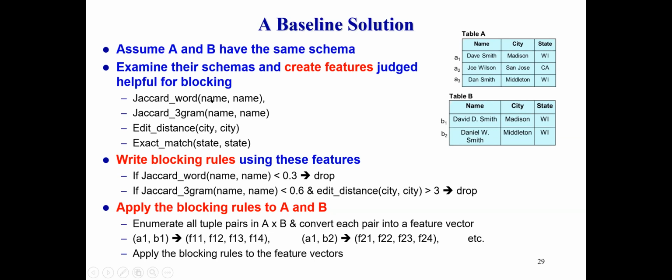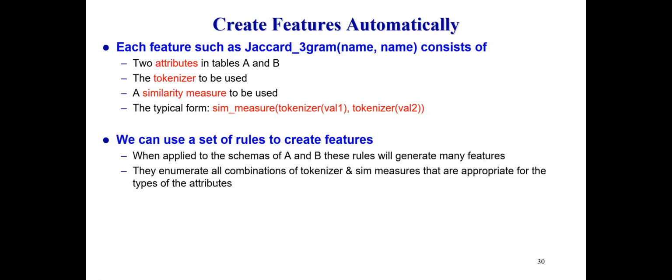So you basically have 3 problems here. How do you create the features? How do you learn the blocking rule? And how do you apply the blocking rule efficiently to 2 tables, right? So next, I'm gonna talk about these 3 things, okay? So we're gonna create features automatically. Every single feature like this is actually having 2 attributes in the table, a tokenizer and a similarity measure. So the typical form is gonna look like this, right?